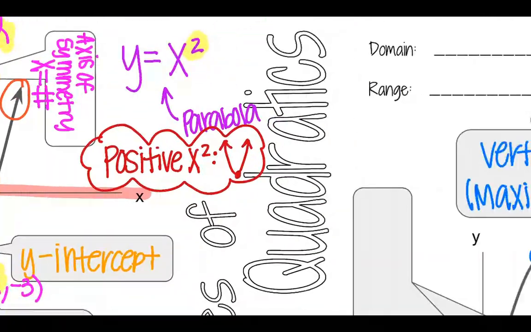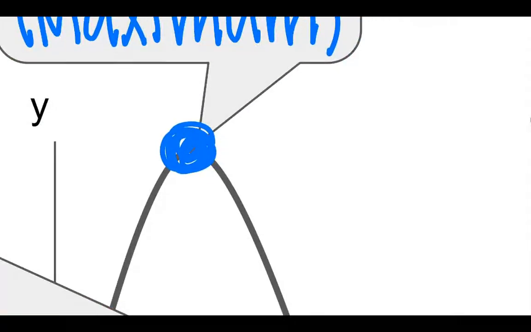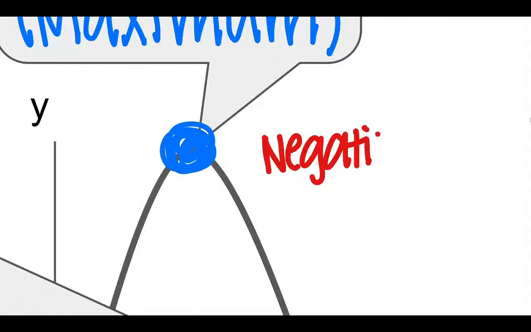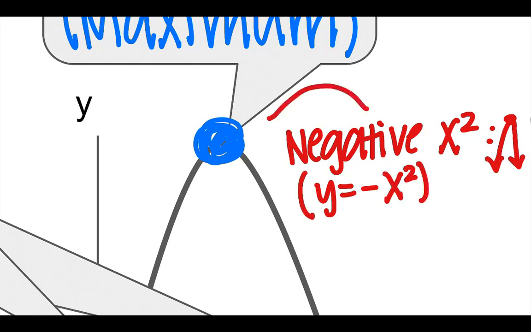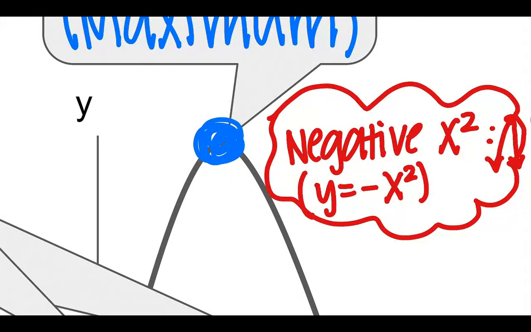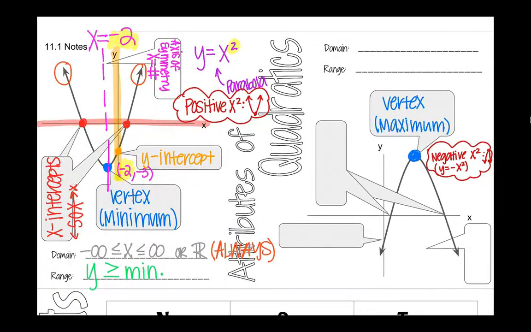On the flip side, if we came over here, I've got a parabola facing down. If you have a negative x squared, your parabola is going to be facing downward, like something like y equals -x squared, for example. So that term, whatever number is in front of it, if it's positive, it's going to be an upward facing parabola. Negative, it's going to be a downward facing parabola. So that's how you know which is which.